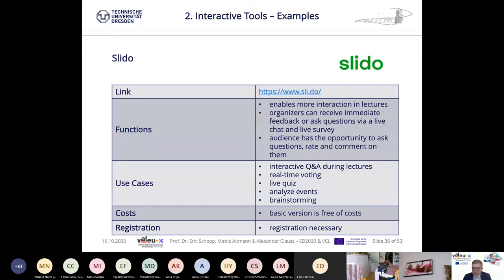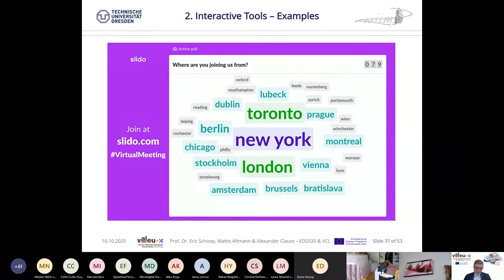So Slido enables more interaction in lectures. Yeah, organizers can receive immediate feedback or ask questions via live chat and live survey. The audience has the opportunity to ask questions and rate and comment on them. So use cases could be interactive question and answer during lessons, a real-time voting, a live quiz, an event analysis, or a brainstorming. Also, its basic version is free of cost, but registration is necessary for bigger events. But you also could use some of their quick features, which are not necessary to register for. So here you can see a word cloud created with Slido.